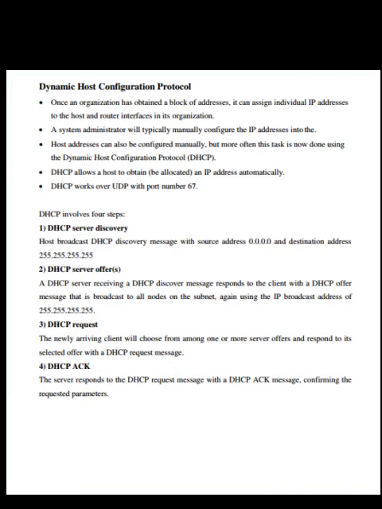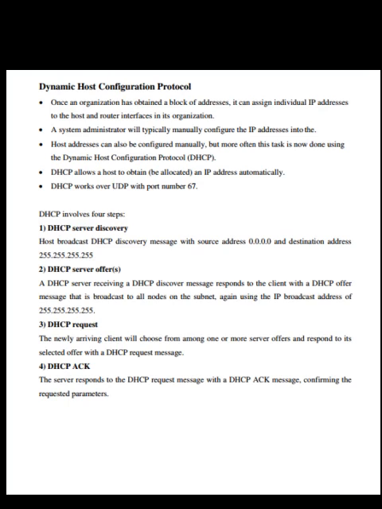Dynamic host configuration protocol. Once an organization has obtained a block of addresses, it can assign individual IP addresses to the host and the router interfaces in its organization. A system administrator will typically manually configure the IP addresses into the router. Host addresses can also be configured manually, but more often this task is now done using the dynamic host configuration protocol. Dynamic host configuration protocol allows a host to be allocated an IP address automatically. DHCP works over UDP with port number 67.